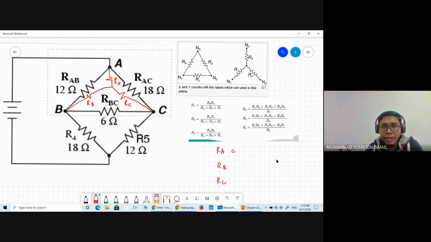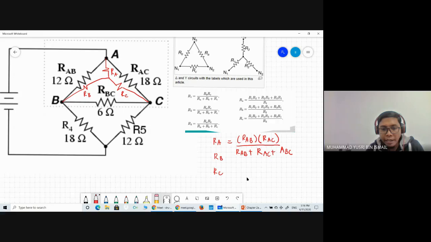For RA, I will calculate for you. In this case, RA represents R3. So I look at the formula for R3: it is RAB times RAC, divided by RAB plus RAC plus RBC. Then I go to RB. In this case, RB represents R1. Now I look at the formula of R1.